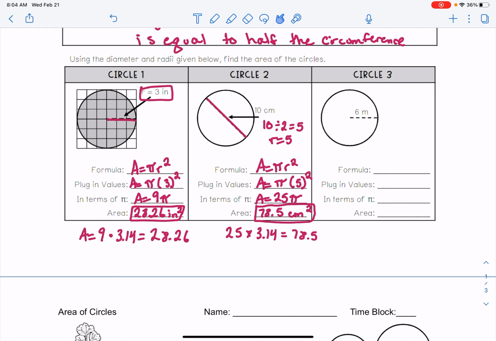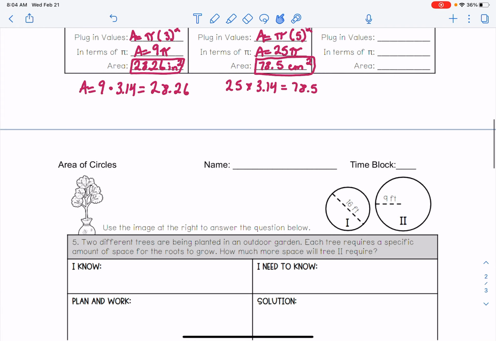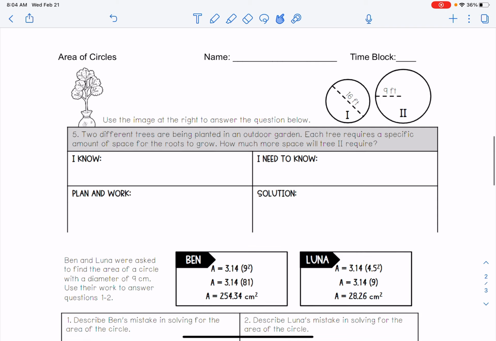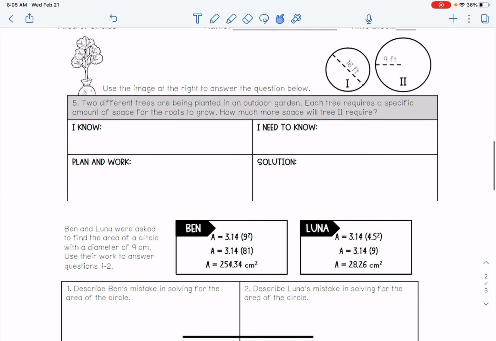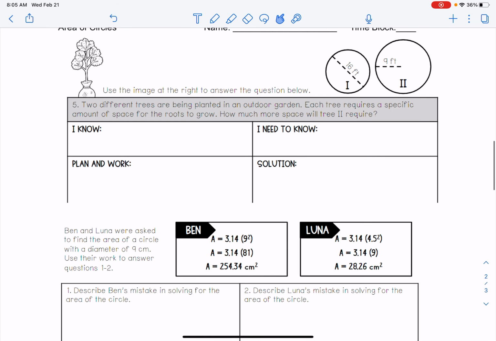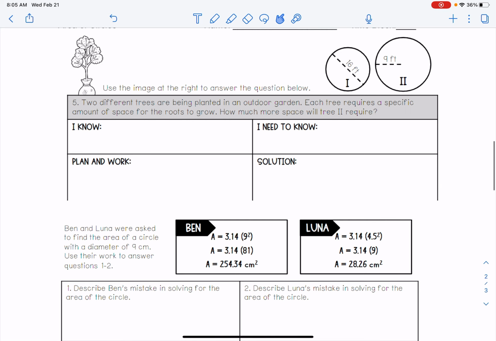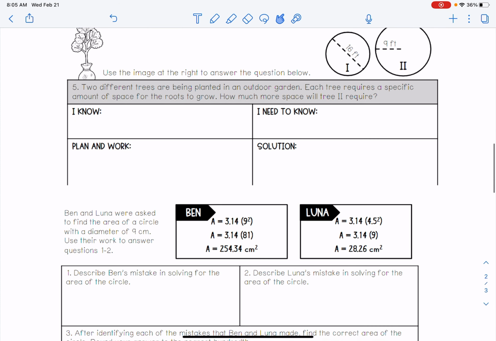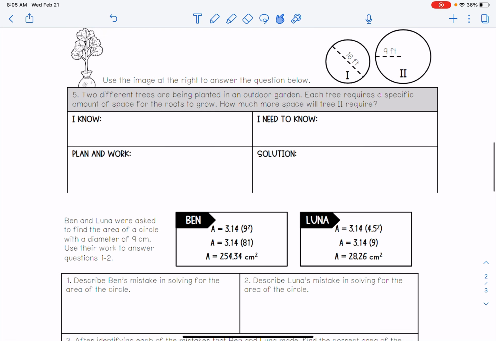I am going to jump to the back of the page and get you started on this question. I want to make sure that we don't get intimidated by these word problems. So this problem says, number 5, 2 different trees are being planted in an outdoor garden. Each tree requires a specific amount of space for the roots to grow. How much more space will tree 2 require?